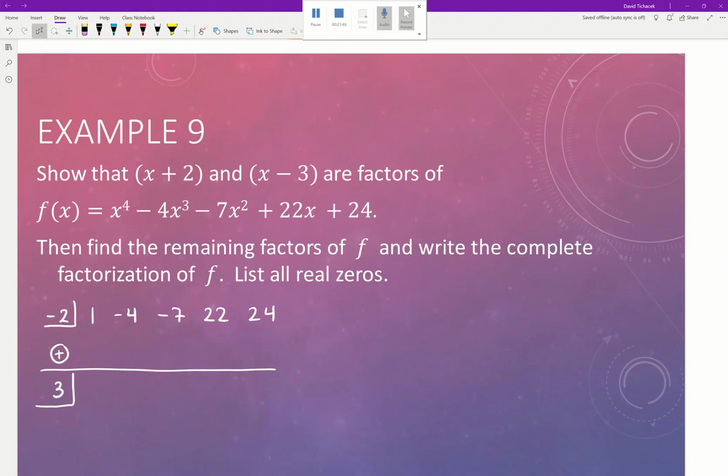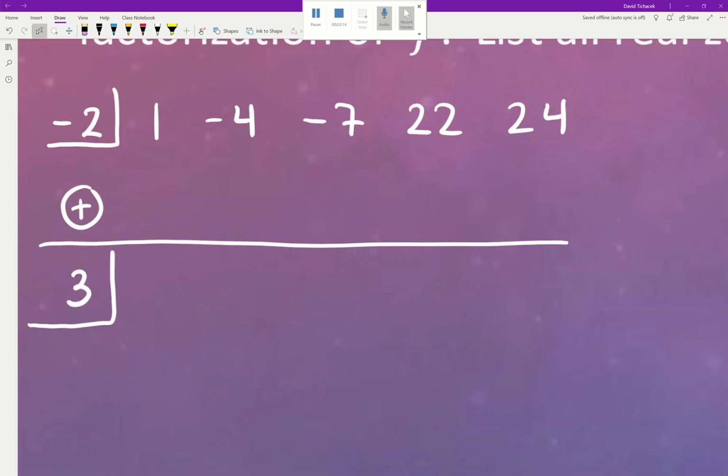And as far as the last example in this set of notes is concerned, we're going to show that the algebraic factors x plus 2 and x minus 3 are indeed factors of this polynomial f of x that they gave us, okay? The way we do that is we use the remainder theorem, which says that if we do the synthetic division and the remainder is 0, then these polynomials divided evenly, and the factor theorem will say that these are factors of our polynomial, right? So I'm going to repeat that process here.